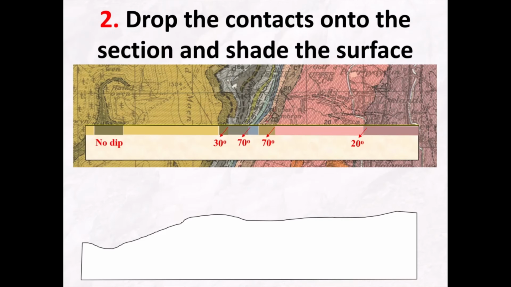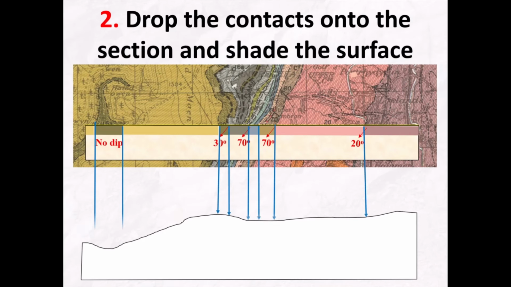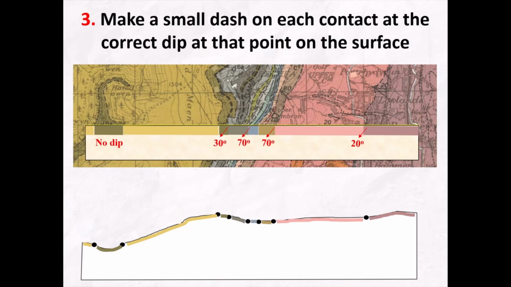Then what I do, just in the same way as we've done before, I drop the contacts onto the section to show where they'd hit our hill profile, and then I've coloured in that top veneer of the hill profile to show the rocks where they'd be at surface. Okay, then at this point what I'm going to do is make a small dash to show each contact and the dip that I think that contact is at based on its position in the map.